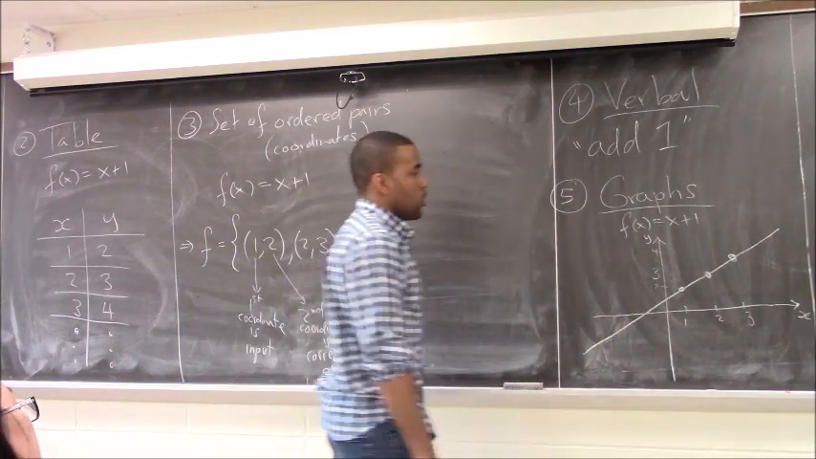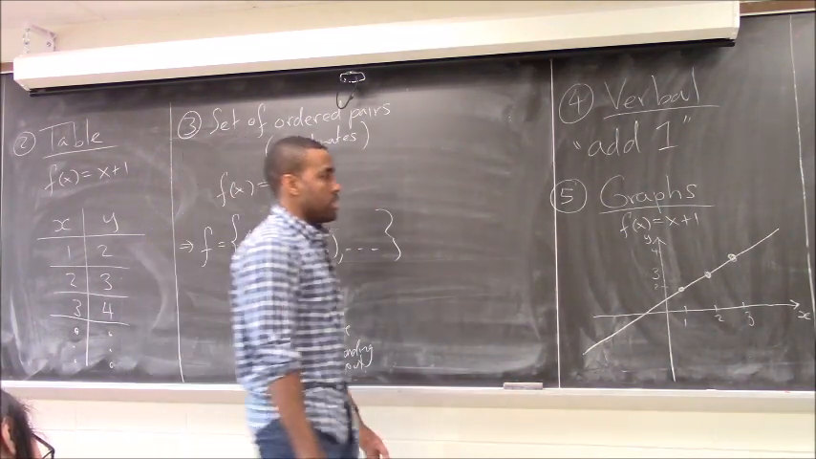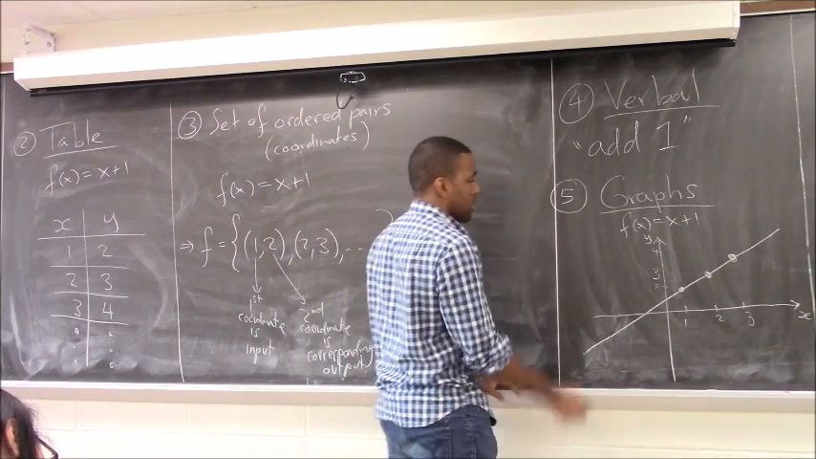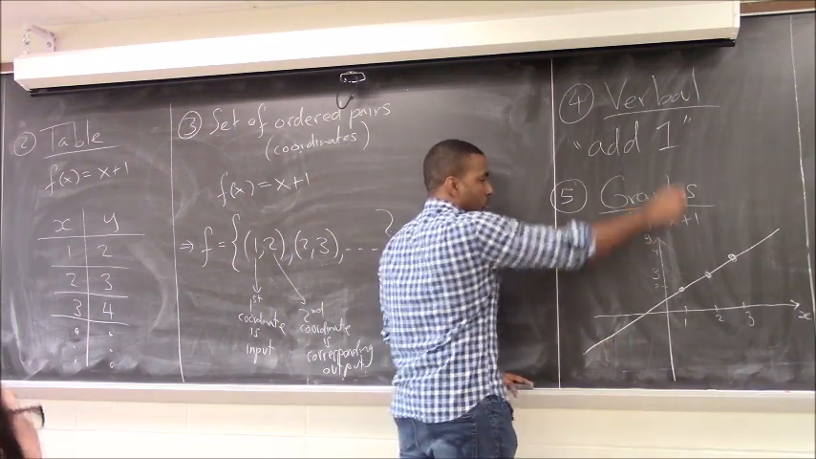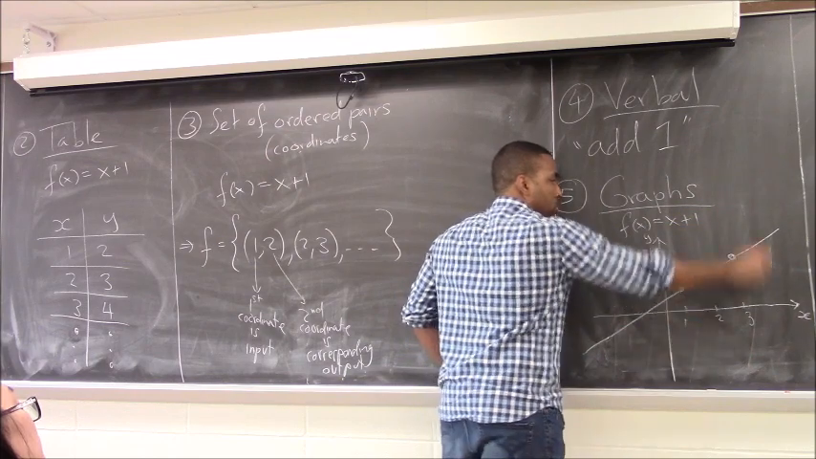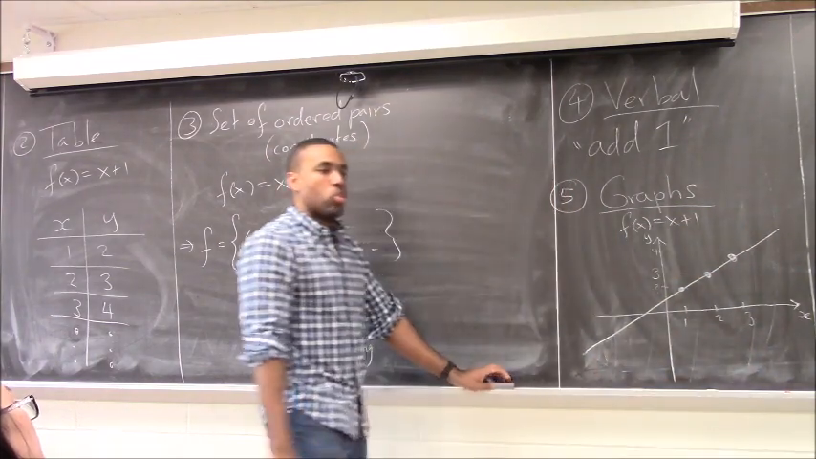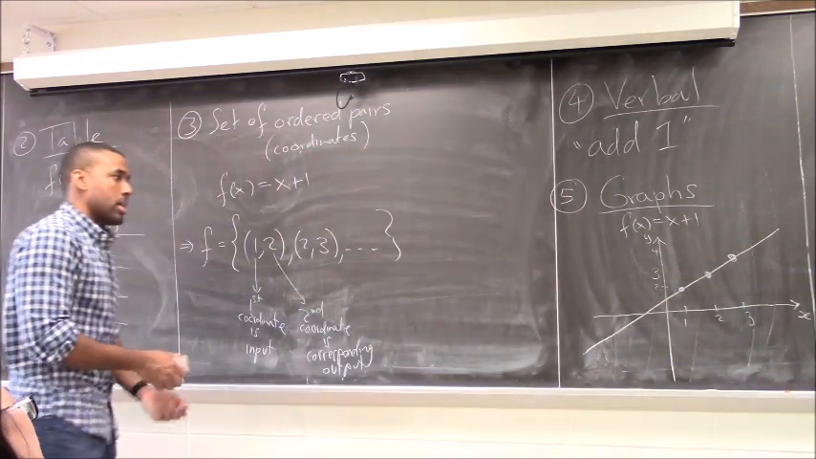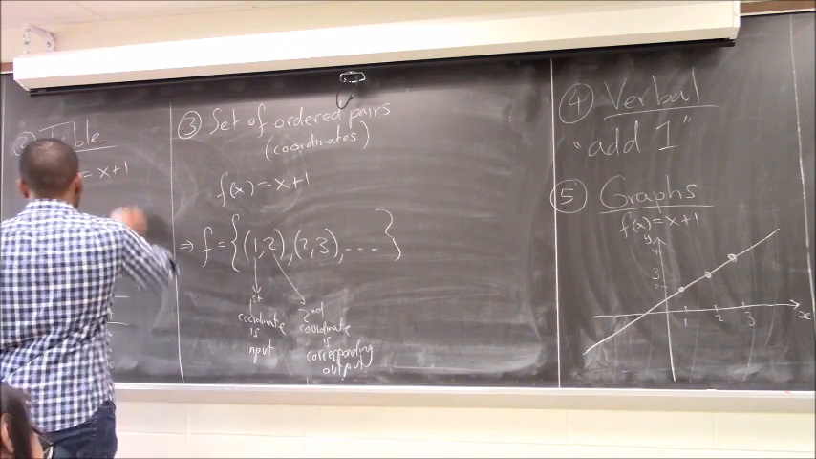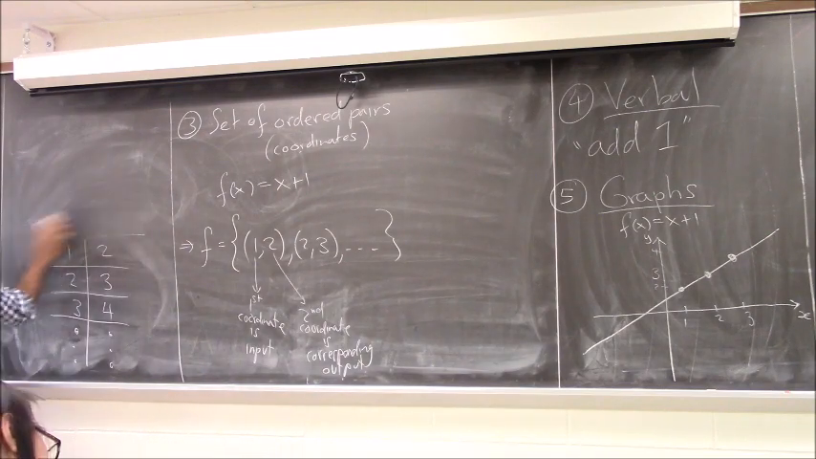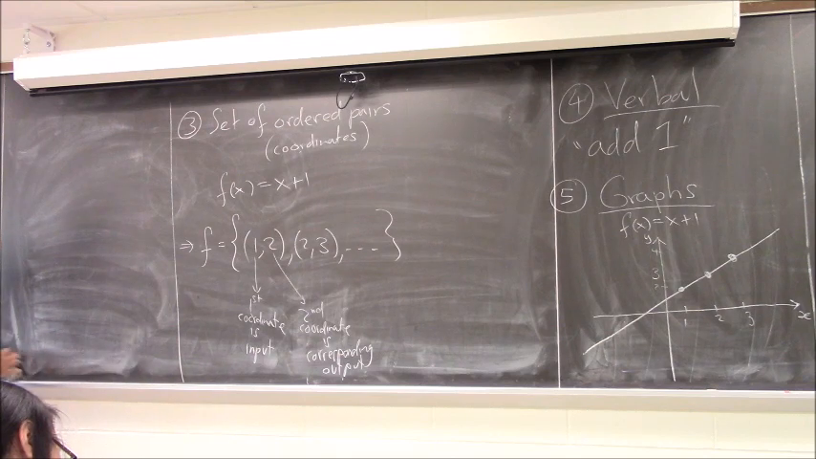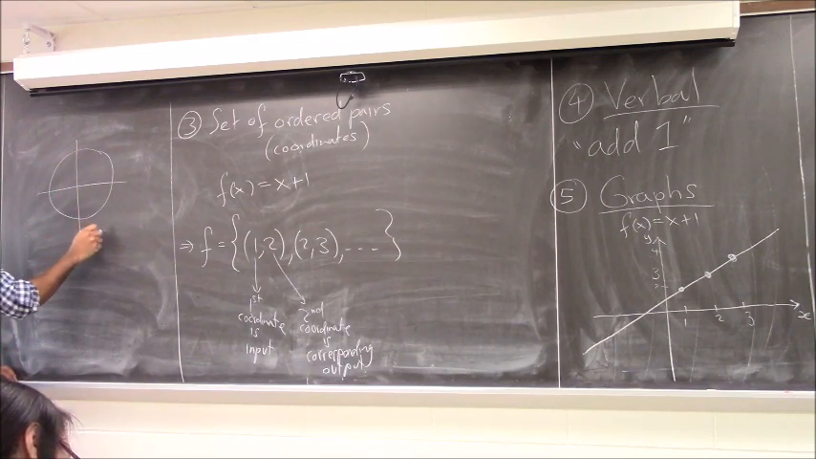And how you know if a graph is representing a function is it passes what we call the vertical line test, which means no matter where I draw a vertical line, it will touch the function, the graph, at most one time. Right? So that's how I know that something is a function. So for example, a circle is not a function.